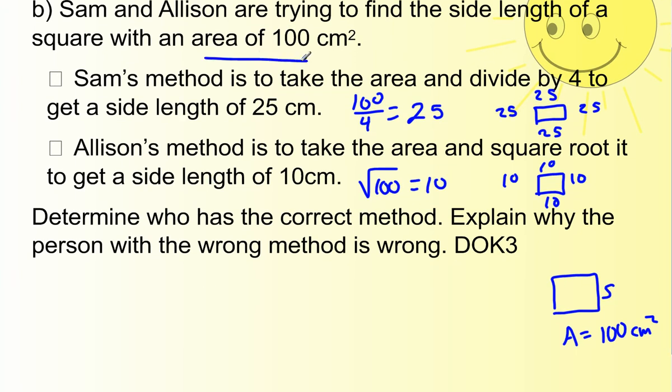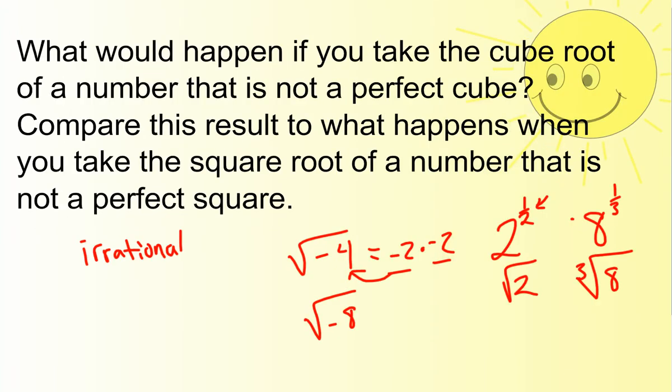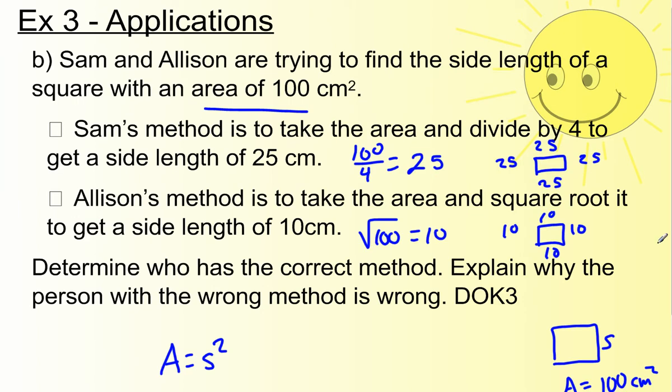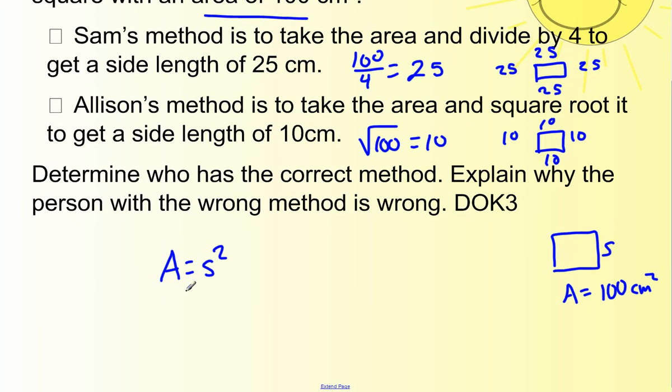The area is 100. So area for a square, that's the formula for the area of a square. We actually did that, I think, one of the other problems. But it's similar to the cube. But that is the formula for the area of a square. It tells us that the area is 100, and we're trying to find the side length.